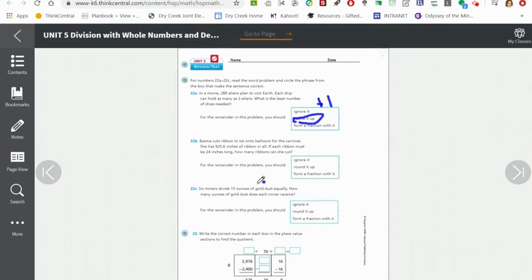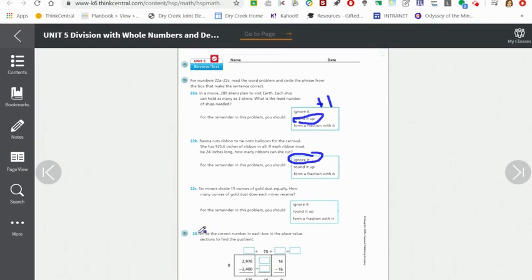Okay, 22B. Basma cuts ribbon to tie onto balloons for the carnival. She has 925.6 inches of ribbon. If each ribbon must be 24 inches long, how many ribbons can she cut? So for the remainder of this problem, we have to ignore it because if we have some left over, it's not going to matter because we can't make another one. So that's like the ones when we said if you can't make another one, like the crafts, we ignore the remainder.